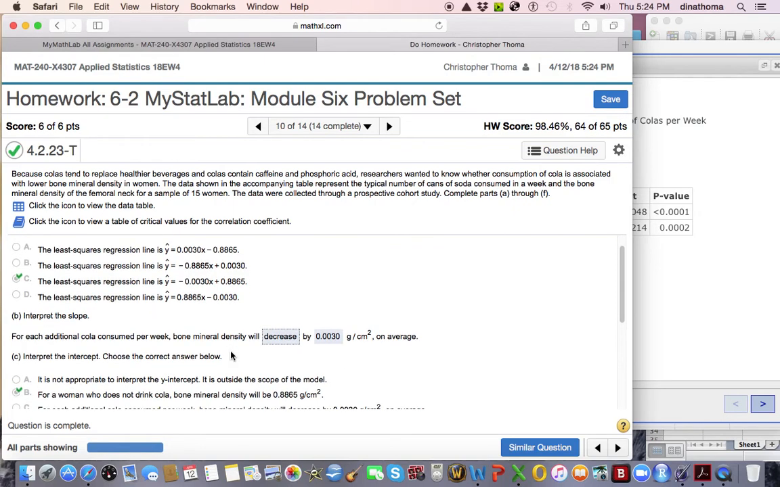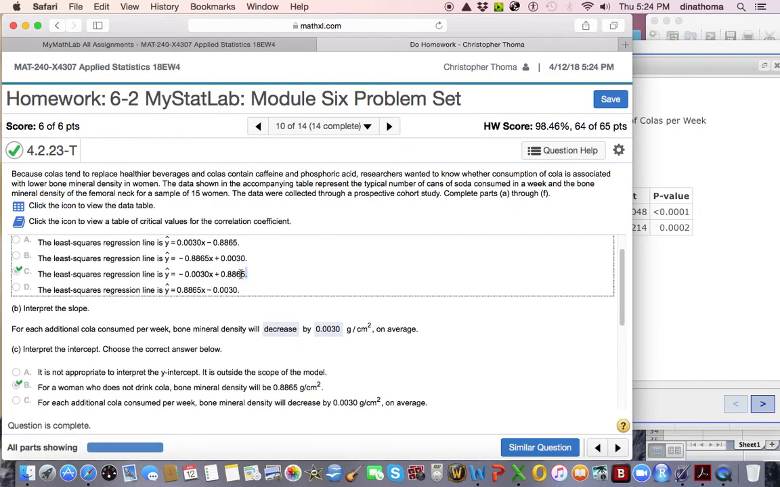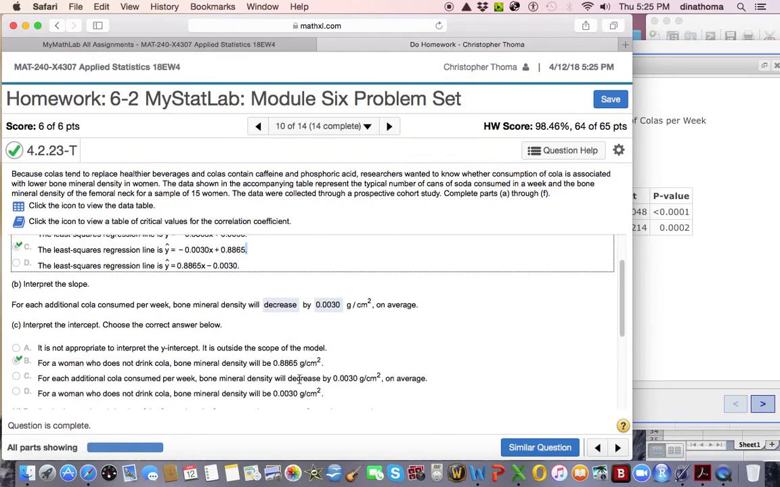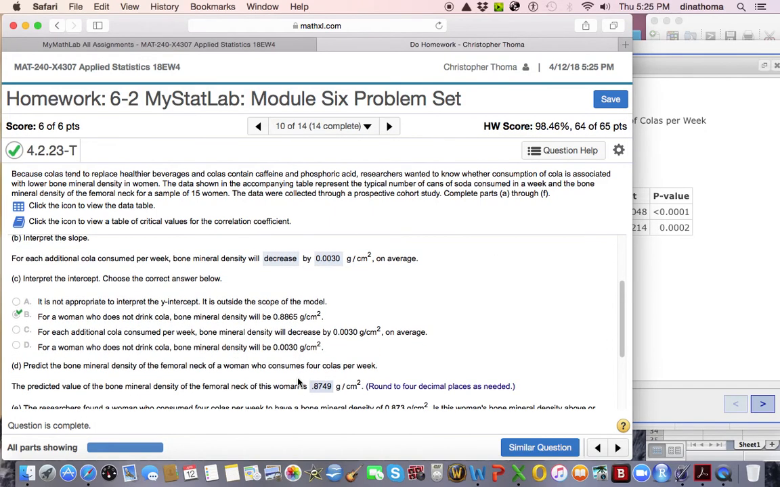We come down to intercept. Intercept is the value that's not with the X, so with the 0.8865. The way you interpret intercept is you assume the X to be 0. So if X is 0, it cancels this out, because anything times 0 is 0. So Y will just equal 0.8865. So for a woman who does not drink Coke, so Coke is 0, we expect her bone mineral density to be 0.8865 on average, according to our model. So that's how you interpret those values.